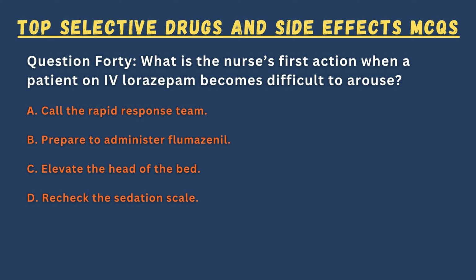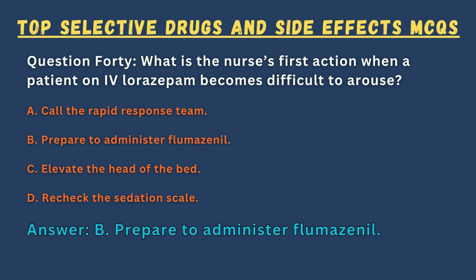Question 40. What is the nurse's first action when a patient on IV lorazepam becomes difficult to arouse? A. Call the rapid response team. B. Prepare to administer flumazenil. C. Elevate the head of the bed. D. Recheck the sedation scale. Answer: B. Prepare to administer flumazenil.